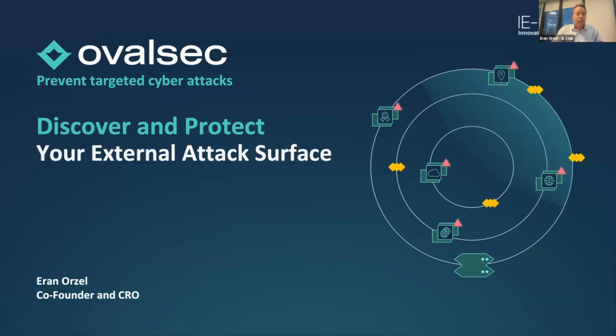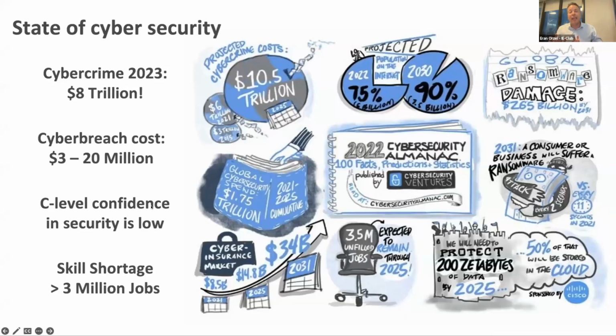Now, I want to start by looking at the state of cyber security and some interesting facts. So when you look at cybercrime today, it's an $8 trillion industry. This is like the largest economy after the US and China. When you look at the cost of a cyber breach, we're talking about between $3 to $20 million, depending on the type of the attacks and the size of the company.